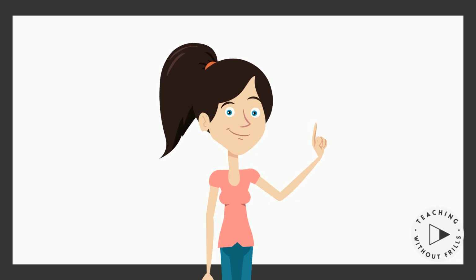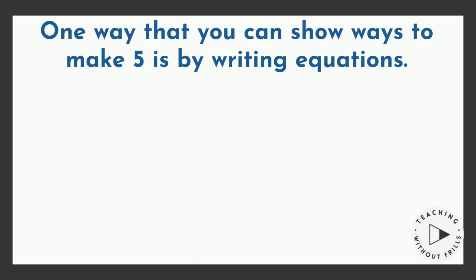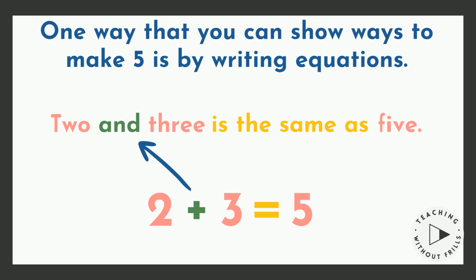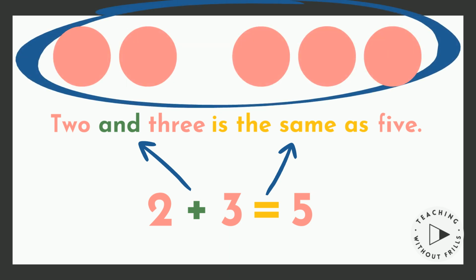In this video series, we're going to be learning different ways to make the number 5. One way that you can show ways to make 5 is by writing equations. An equation is kind of like a math sentence. This sentence says 2 and 3 is the same as 5. But instead of using words, equations use numbers and symbols. The plus symbol stands for the word and the equal symbol stands for the words is the same as. So 2 and 3 is the same as 5, or 2 plus 3 equals 5.